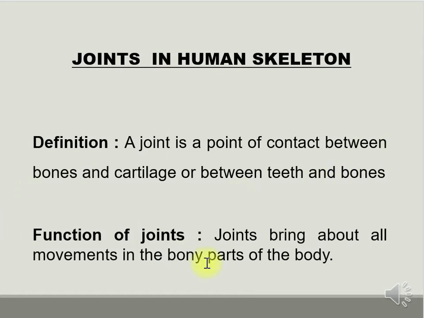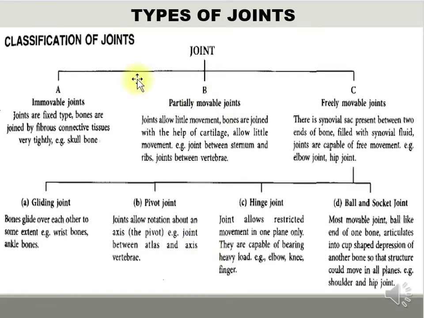Next, we will come to the types of joints, the classification of joints. The joints are divided into three categories: immovable joints, partially movable joints, and freely movable joints. What is an immovable joint? Here the joints are fixed. That means the two bones that meet each other are fixed very tightly by a fibrous connective tissue. An example is found in the skull bone.